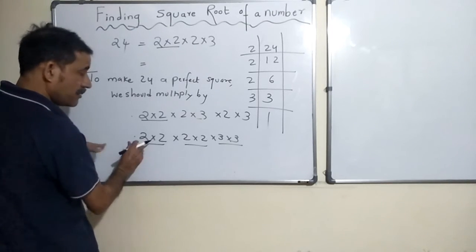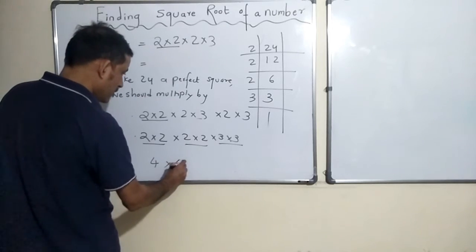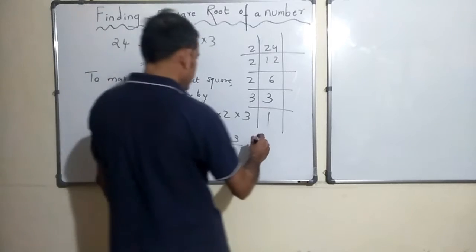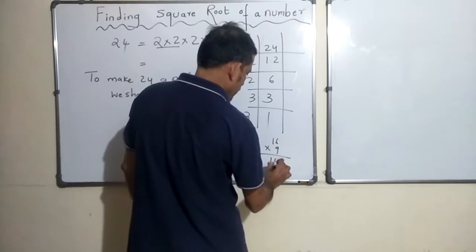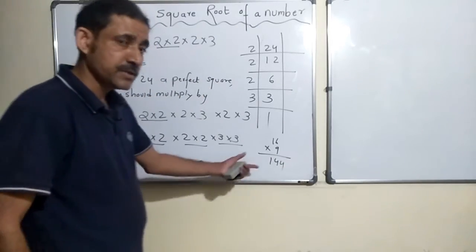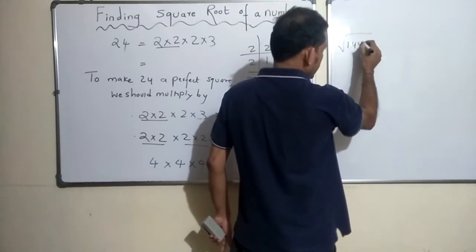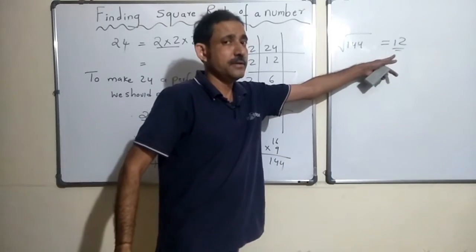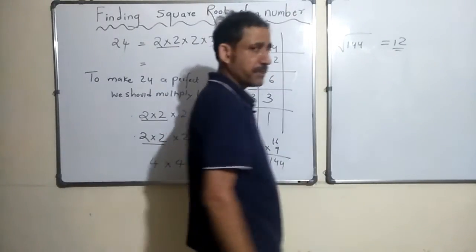So what number does it become? 2 to the 4, right, into 4 into 9, right? So 4 was 16 into 9. What is 16 into 9? 16 into 9 is 144. Is 144 a perfect square? Square root of 144 is nothing but 12, which is an exact root you have been able to find. So which means 144 is a perfect square.